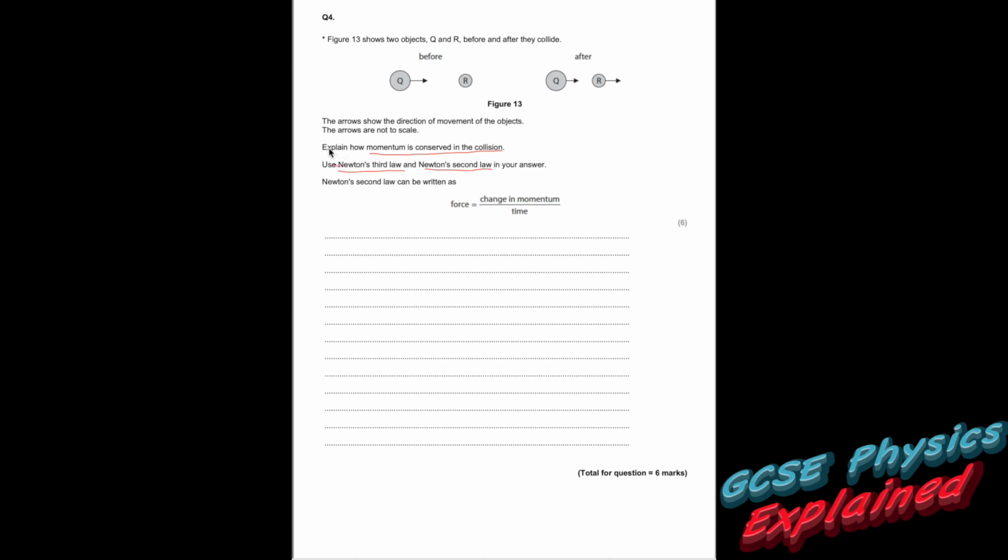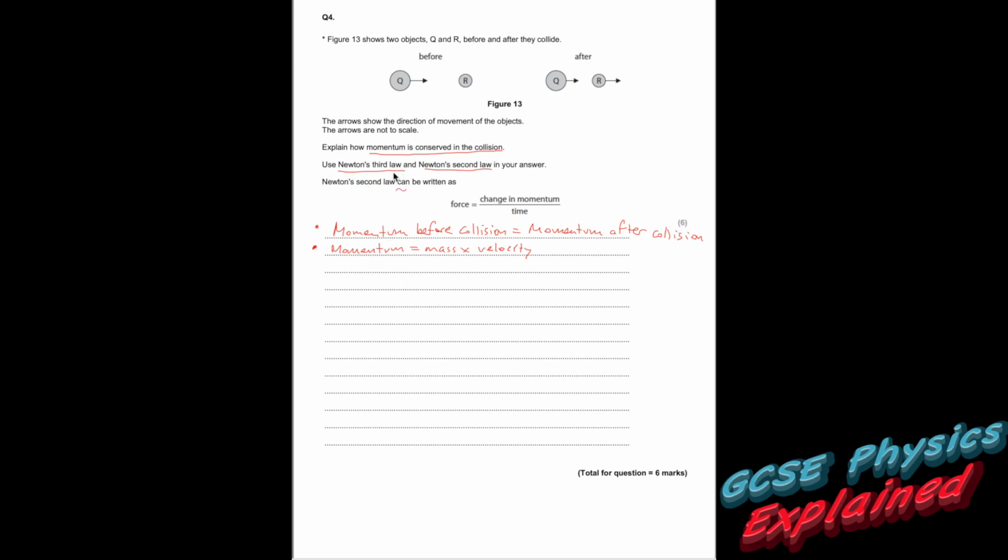Right, so they're basically telling us that momentum is conserved in the collision. So let's write that down mathematically. Right, let's make sure that the examiner knows that we understand that momentum is mass times velocity. Might get a mark for it. Right, let's put some bullet points down here. So hopefully if we get 6 bullet points, that'll be our 6 marks.